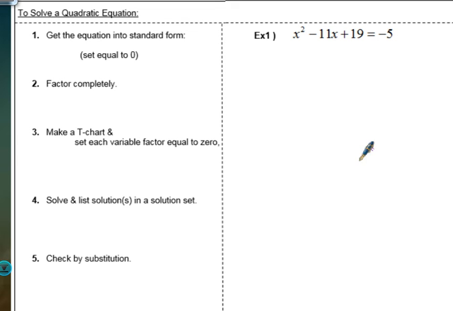We're going to be solving these differently than equations we solved in the past, because I can see here that this is a quadratic, meaning that the highest exponent is a 2. So I'm going to follow the steps over here to the left. 1. Get the equation into standard form, which means we are going to set it equal to 0. Notice in this example, the equation equals -5. I want to bring the -5 to the left-hand side, so that way the equation is now equal to 0.